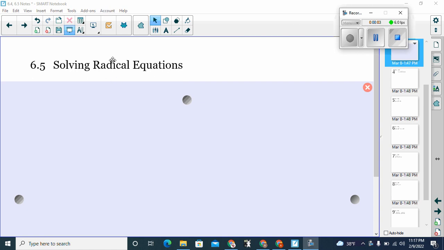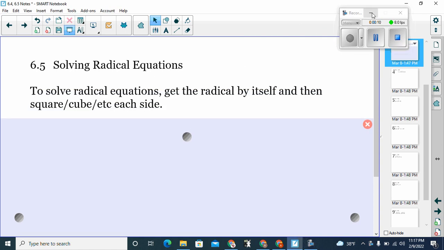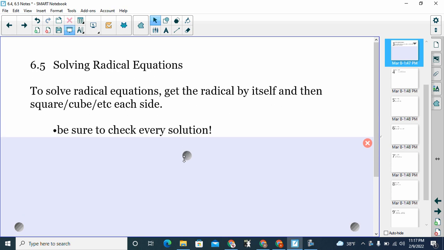These are notes from section 6.5, which is on solving radical equations. When we solve a radical equation, our goal is to get the root by itself, whether it's a square root or a cube root. And then we are going to cancel out that root by raising both sides to whichever exponent is going to cancel. So we can cancel a square root by squaring both sides, a cube root by cubing both sides. If it's a fifth root, raise both sides to the fifth power, and so on.